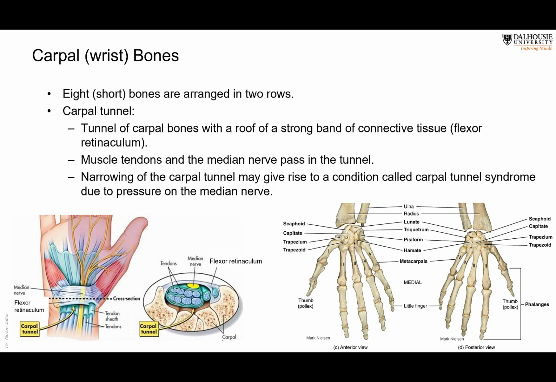Carpal tunnel syndrome used to affect people who do knitting, for example, but nowadays it's affecting more and more people who use the keyboard a lot. This results in friction and inflammation of these tendons and pressure on the median nerve. That is carpal tunnel syndrome, as the median nerve passes through the carpal tunnel.